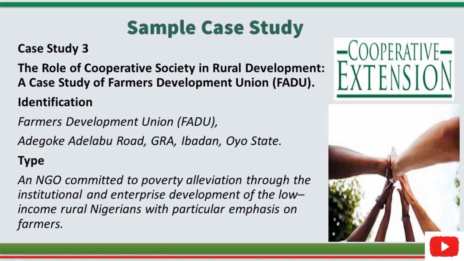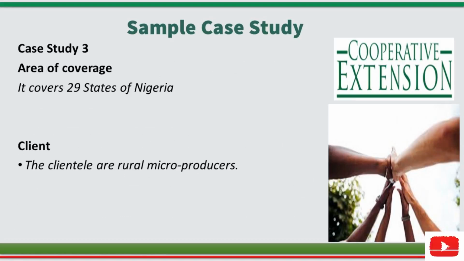Now, what's the type? What is FADU? What type is it? It's an NGO, right? FADU is an NGO committed to poverty alleviation through institutional and enterprise development of the low-income rural Nigerian, with particular emphasis on farmers. So this is the type of NGO, and this is what they do. Now, what is the area of coverage? It covers 29 states of Nigeria. Then who are the clients? The clientele are rural micro producers.